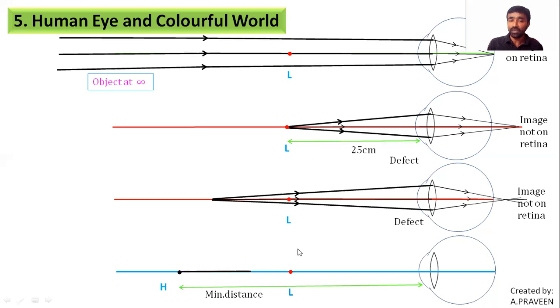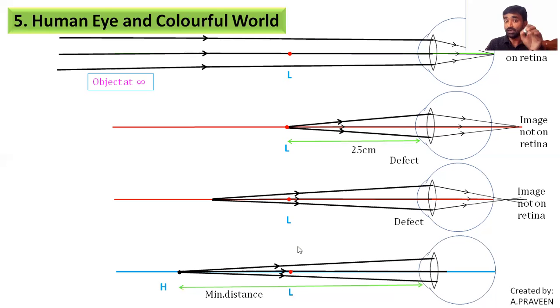So here, if the object is located at H, the person is able to see, right? Because practically I am finding it. I will ask the person at what distance he is able to see. So for that, I am representing the diagram. The person is able to see the object. That's why the image is formed on the retina. So here the image will be on the retina.